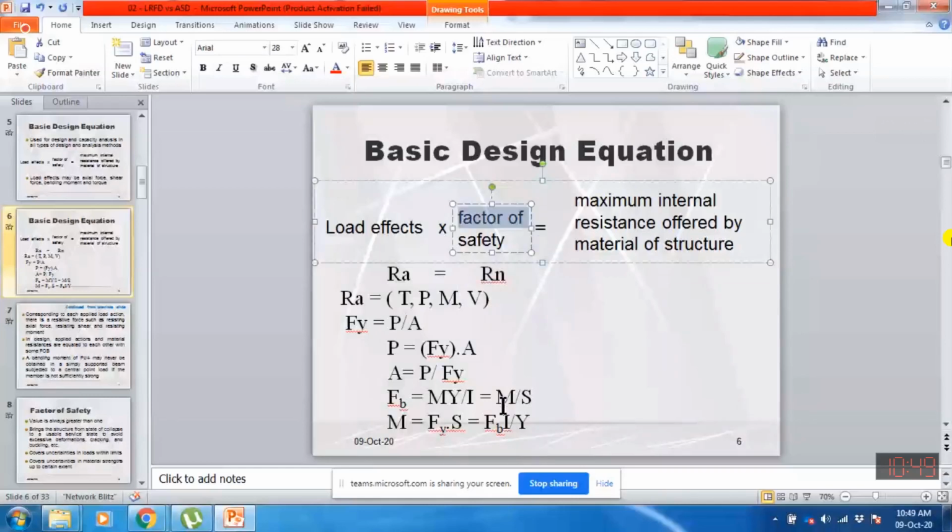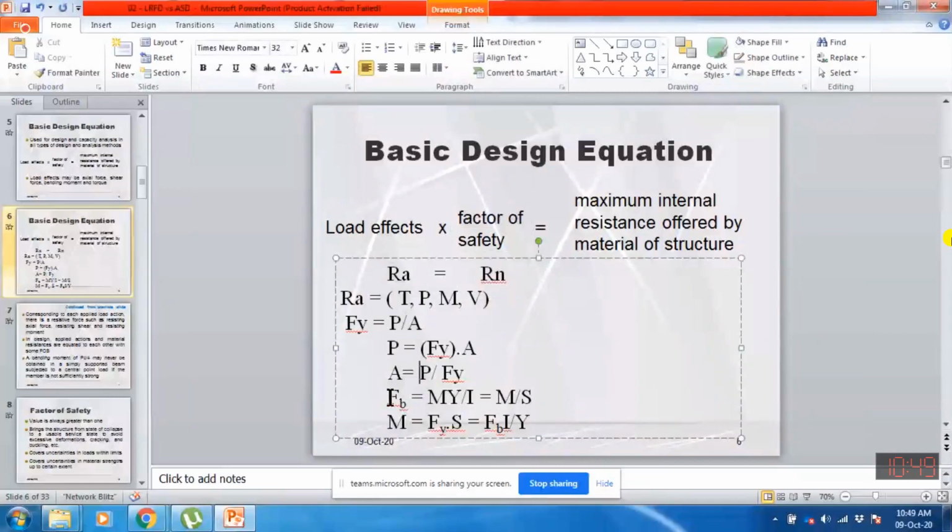A certain factor of safety means that if the applied load is 100, we assume that the applied load is not 100, it is 120. So from this simple equation, because I want to compute the area, P is the applied load and Fy is constant. If I use the 100% load, I will have some area. On the other hand, if I want to compute the area by increasing the load, I can multiply the load by 1.2.